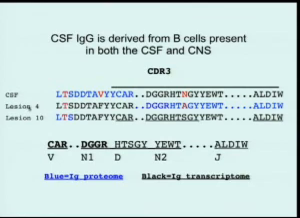Here's spinal fluid, lesion 4, lesion 10 from the brain. You can see the clear identity of sequences suggesting that there was a common germline B cell which underwent further somatic mutation in the spinal fluid and brain.